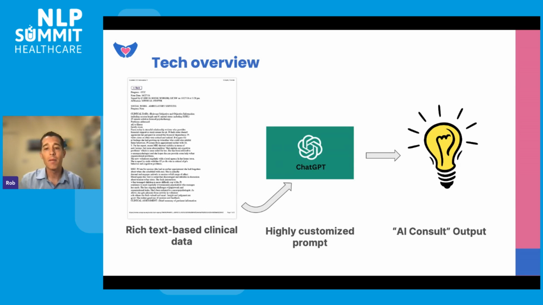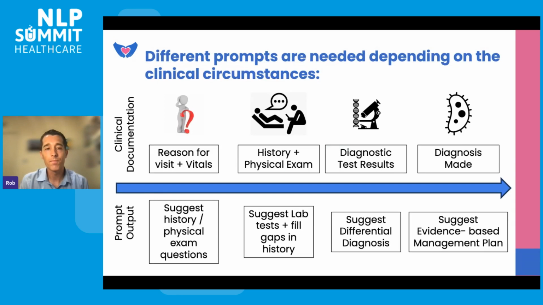And we append that beneath a highly customized prompt, which is customized not only for our location and our practice setting, but also really to give output in a very particular format that we think is going to be helpful for our clinicians at the point of care. And the result of that is our AI consult output. So we call it AI consult, and clinicians can click a button and then they can get that output automatically within the EMR, within the flow of their workflow.